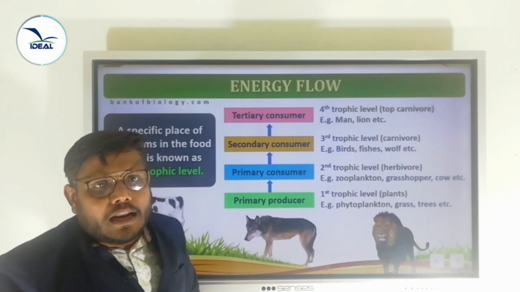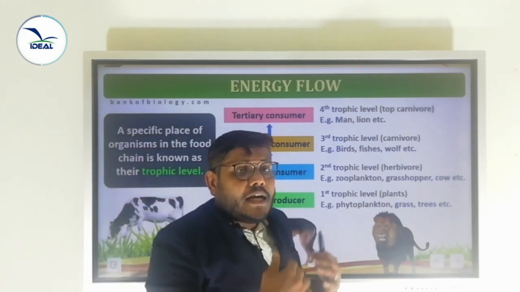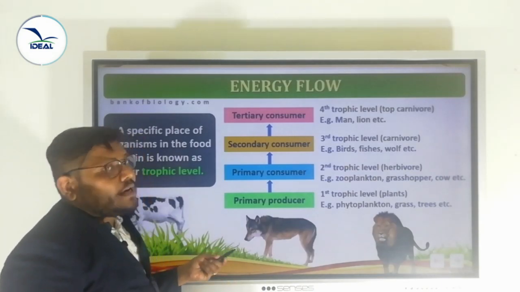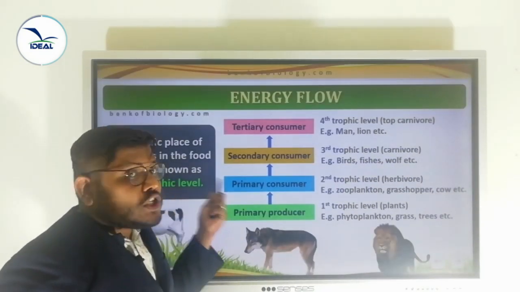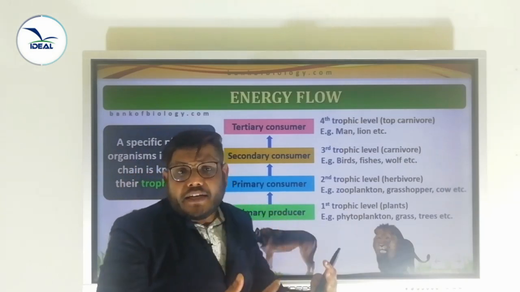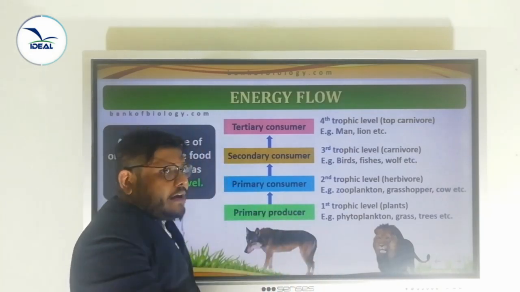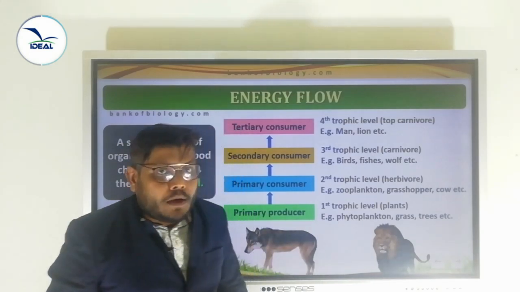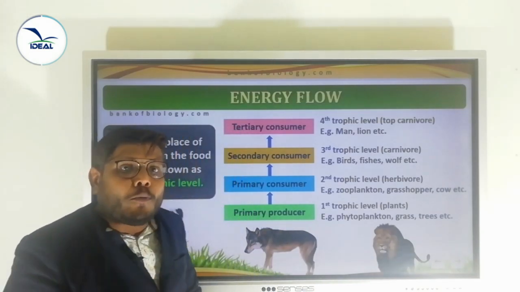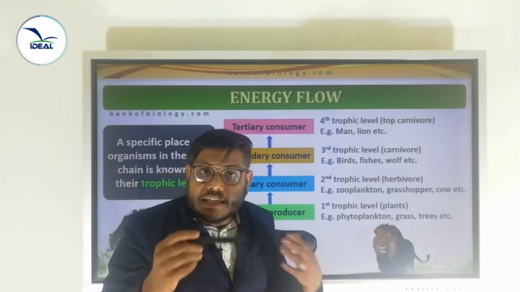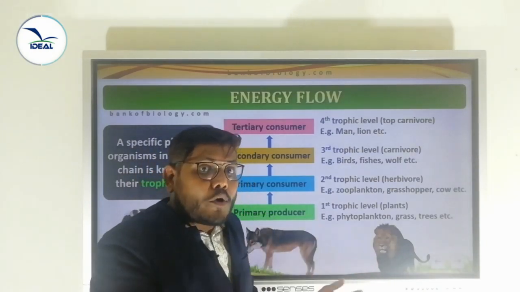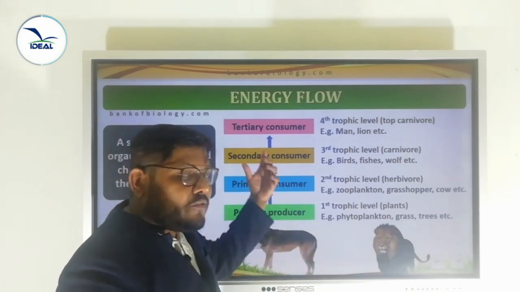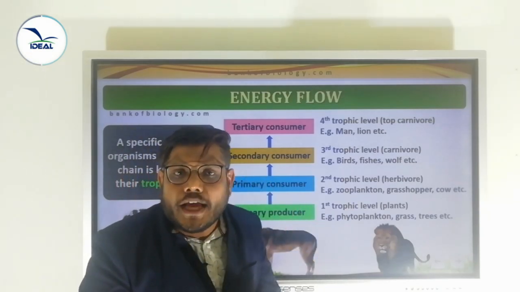What is trophic level? The place an organism occupies in the food chain is called a trophic level. So we have already understood what a trophic level is. The amount of living material present in each trophic level is called the standing crop. It is expressed as the amount of biomass per unit area. So what is standing crop? The total amount of living material present in each trophic level is called the standing crop.